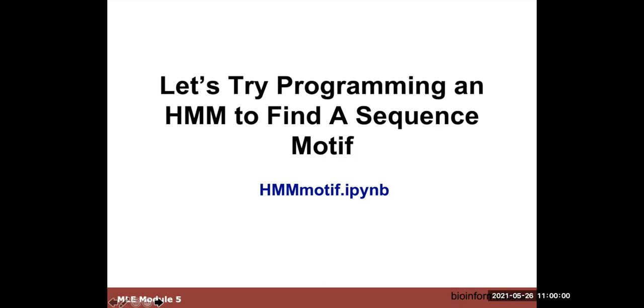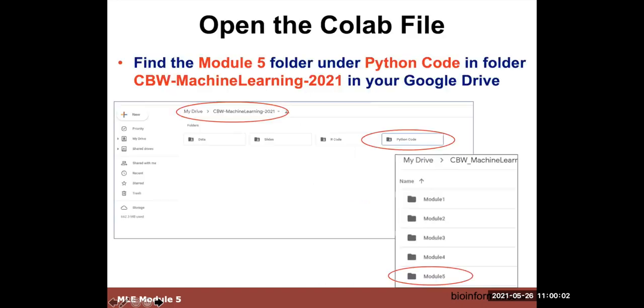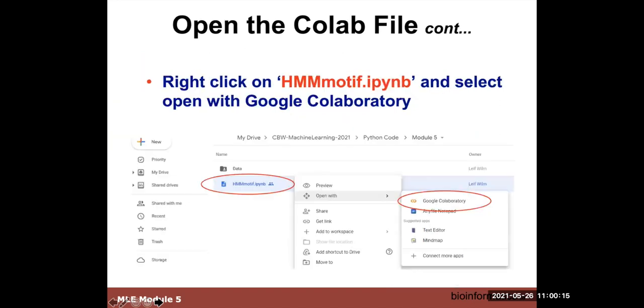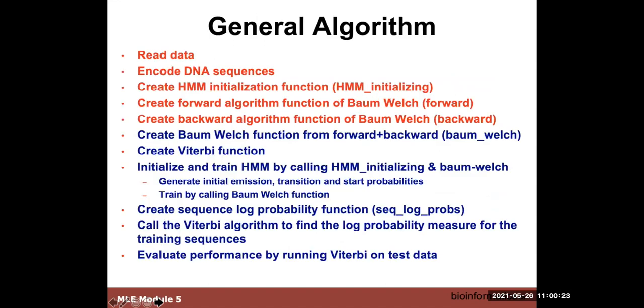Okay, so we're going to try programming our hidden Markov model. If we were to do this, we'd go to our Colab file. In our case, obviously, we're not expecting you to write this, but we've already written it for you, both in Python and in R. It's titled HMM motif, so you can open it up. The general algorithm we're going to follow is outlined here.